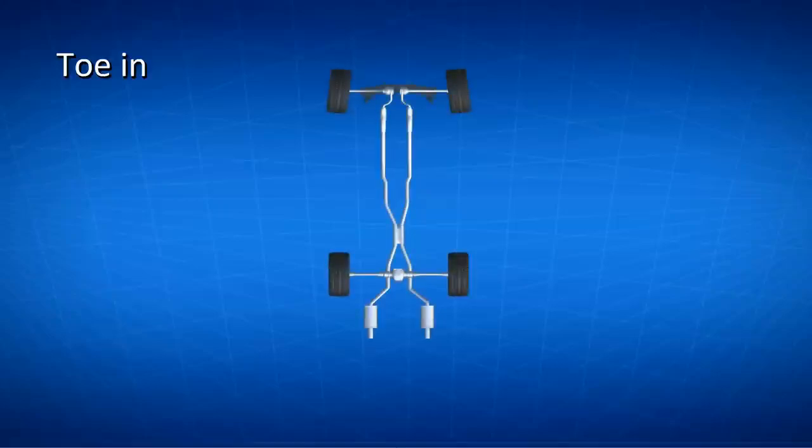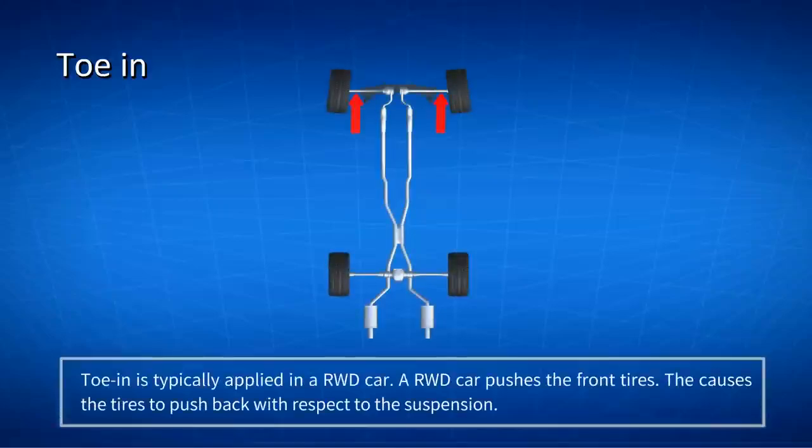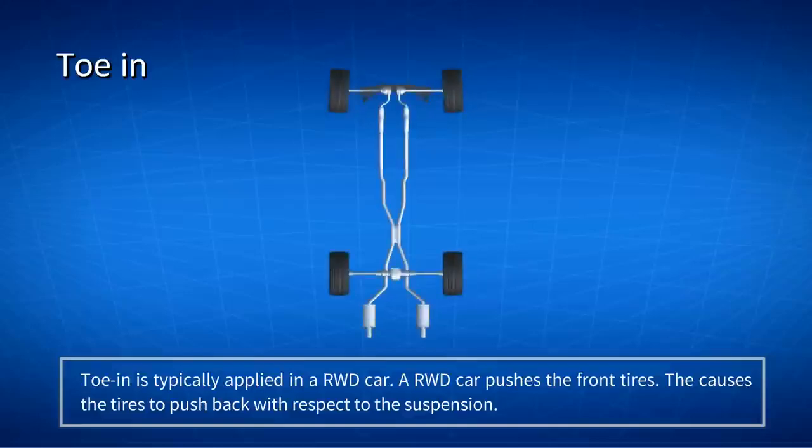Toe-in is typically applied in a rear-wheel drive car. A rear-wheel drive car pushes the front tires. This causes the tires to push back with respect to the suspension. Therefore, rear-wheel drive vehicles use toe-in adjustments to compensate for this movement.